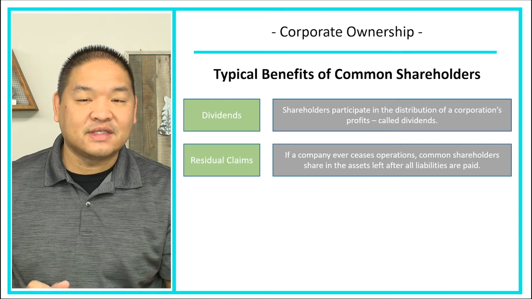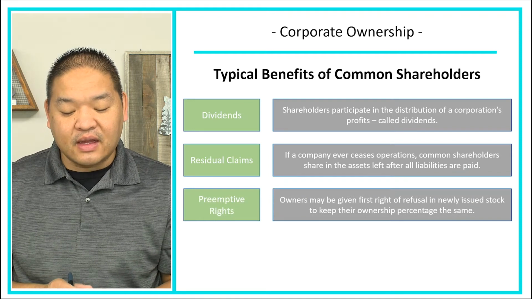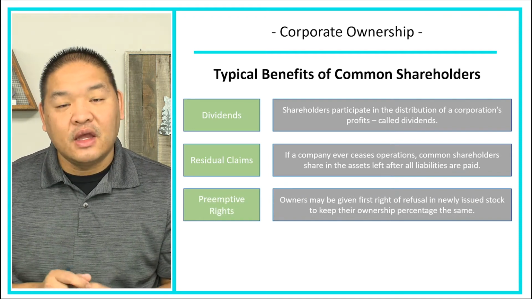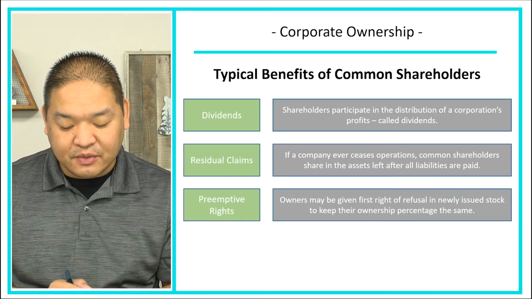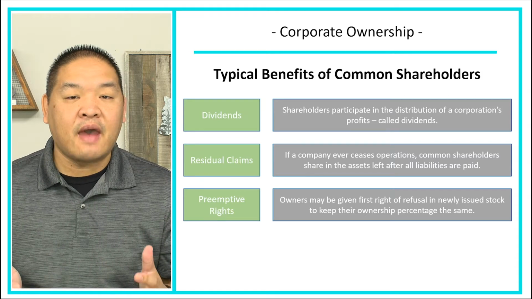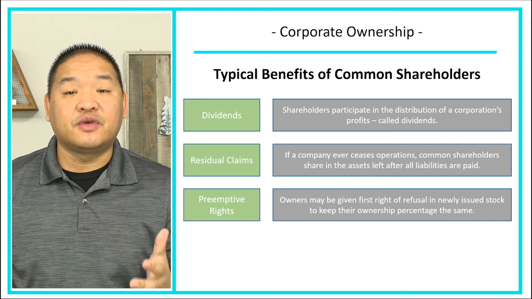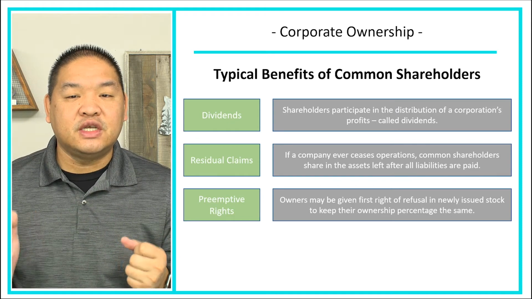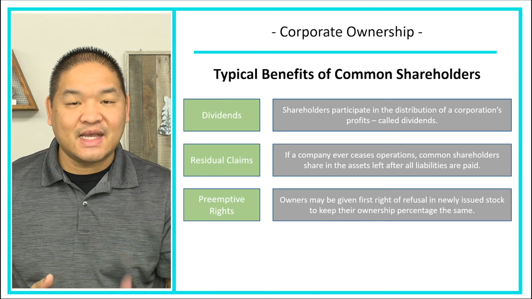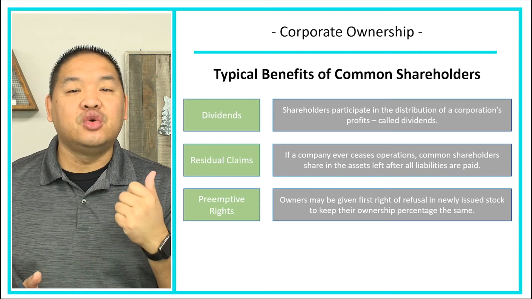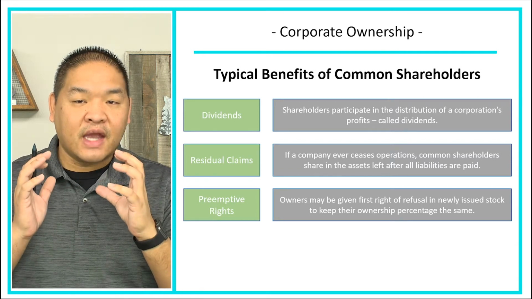So I don't like to think of this as a benefit, but this is technically a benefit. The third type of benefit that common shareholders get is the preemptive right. The preemptive right says that owners may be given first right of refusal in newly issued stock to keep their ownership percentage the same. What this means is that as a common shareholder, if you purchased 15% of a company and the company decides we need to issue more shares, before they can issue more shares to the public, they should come to you first and say, hey, we are issuing more shares. Do you want to buy more shares in order to keep your 15% ownership? And you have the right of first refusal.